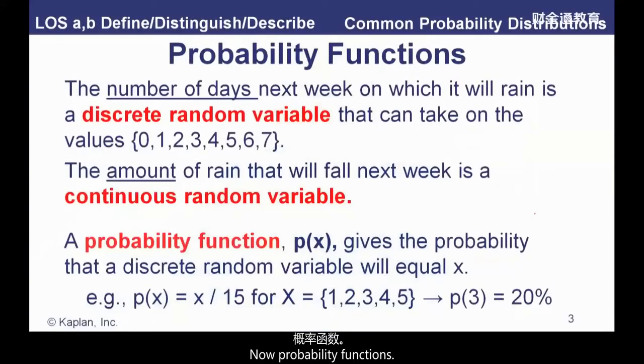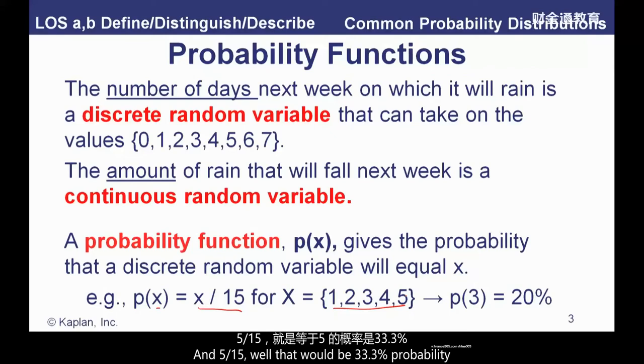Now, a probability function is for a discrete random variable. And here's an example at the bottom of the slide here. We've got the probability of x, and that's one of our values, is x over 15. And the range, the values that this random variable can take on, 1, 2, 3, 4, and 5. So if we look at the probability of 3 here, it's 20%. 3 over 15, 0.2. And 5 over 15, well, that would be 33.3% probability of 5 for this probability function.